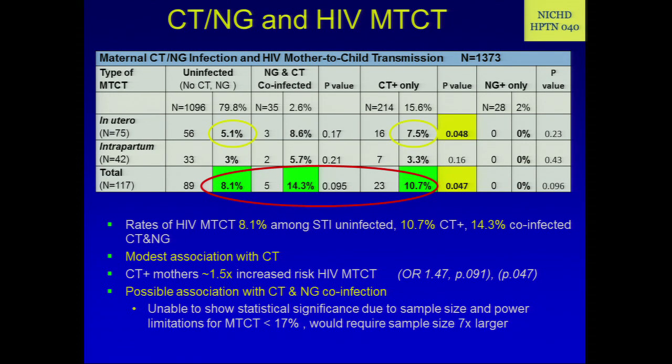When we looked at this individually, we also found a modest association with chlamydia: mothers that were chlamydia positive were 1.5 times more likely to transmit HIV to their infants. And in the data as well, because there was approximately a 6% difference between those that were uninfected and those that were co-infected with chlamydia and gonorrhea, it does suggest a possible association with those infections as well. However, because of the limited sample size, the p-values for this were not significant, and this is likely due to power limitations. We were unable to detect significant differences with that group compared to uninfected for maternal-to-child transmission rates less than 17%.